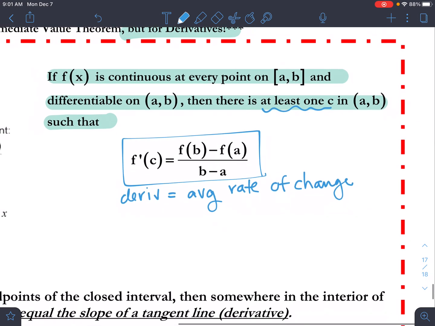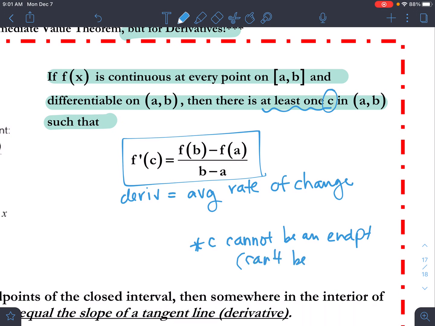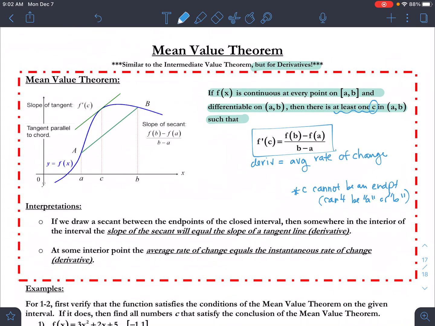One note for you, this value of c, just write yourself a note so you don't forget this. C cannot be an endpoint, so it has to be in between a and b. So it can't be a or b. If it was from 0 to 1, this value of c couldn't be 0 or 1. That happens sometimes, and again, we're going to see this in different ways.